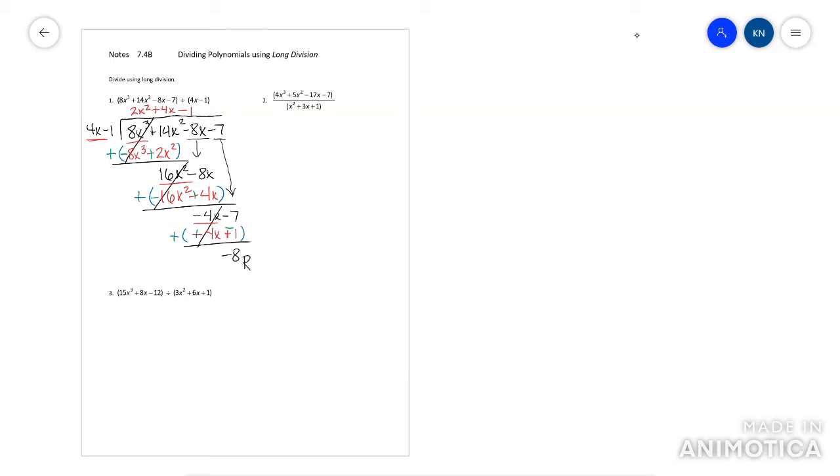If you ended with a number here, that's your remainder. So my answer for this problem would be 2x squared plus 4x minus 1 with a remainder, so I put a little plus, of negative 8 over what I was dividing by, which was 4x minus 1.